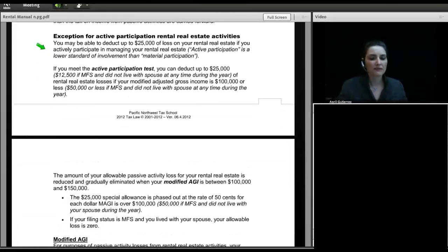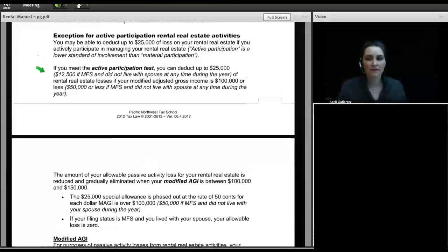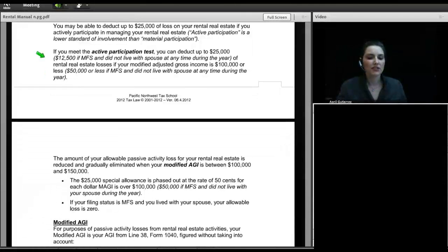Exception for active participation in rental real estate activities. Even though rental real estate is a passive activity, you may be able to deduct up to $25,000 of loss on rental real estate if you actively participate in managing the rental real estate. Active participation is a lower standard than material participation. If you do meet the active participation test, you are allowed to deduct up to $25,000 of loss per year.